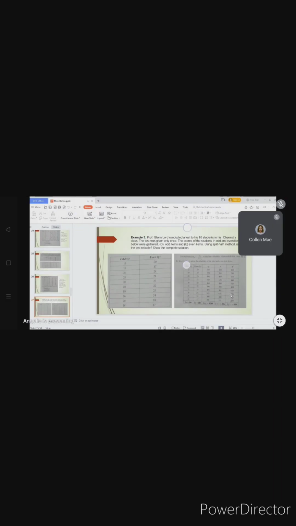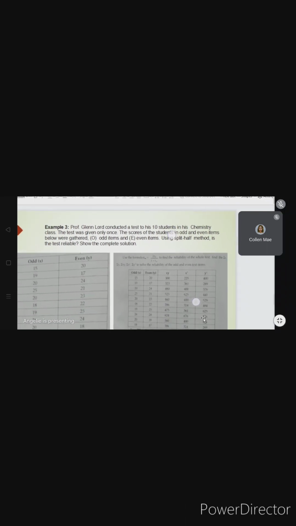So using the formula of Pearson r, rxy equals 2r. Sorry, 2r xy to find the reliability of the whole test. Find the summation of x, summation of y, summation of xy, summation of x squared, and summation of y squared to solve the reliability of the odd and even test items.